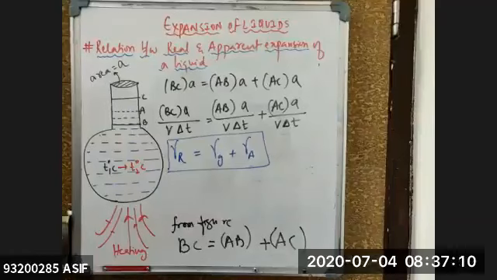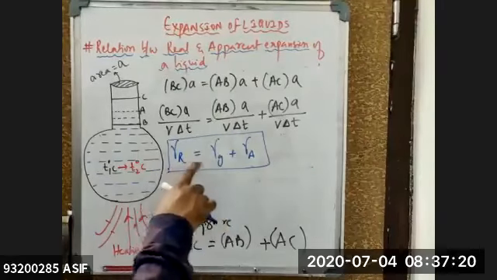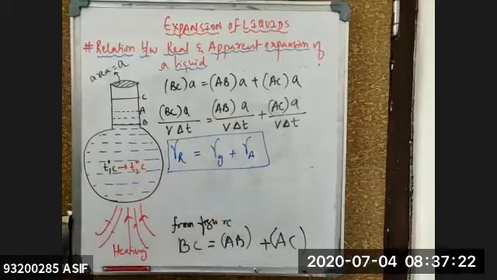Just for clarity, AC is nothing but the apparent expansion of the liquid. BC is nothing but the expansion of your vessel. So gamma R is equal to gamma G plus gamma A. Can I write like that?